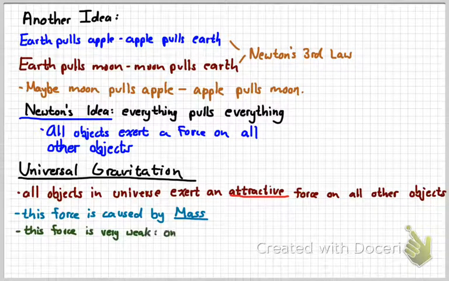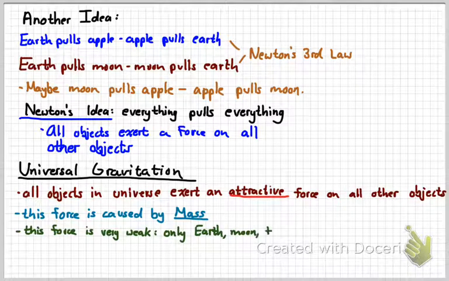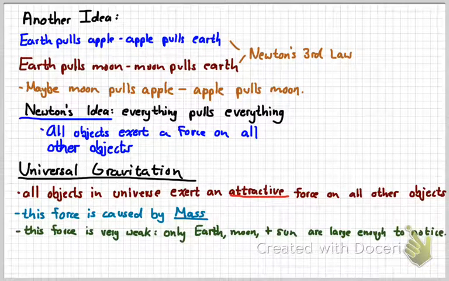So it's a very weak force. There's only 3 objects in your world that are strong enough to actually exert a gravitational force you might notice. Those would be the Earth, the Moon, and the Sun. The only reason you notice the moon and the sun's gravitational force is through things like tidal motion, waves, tides coming in and out.